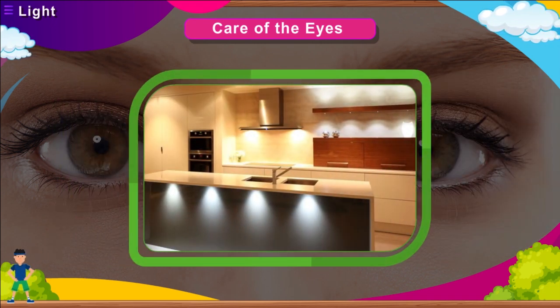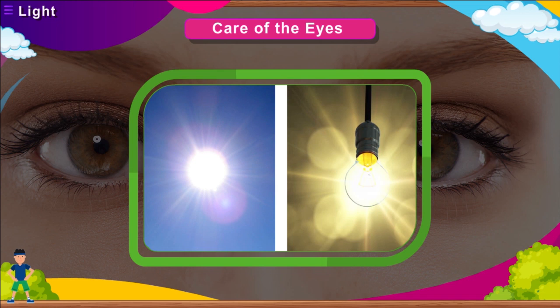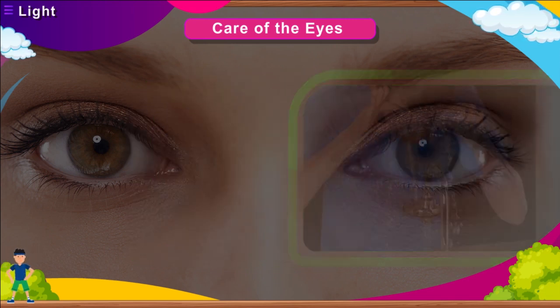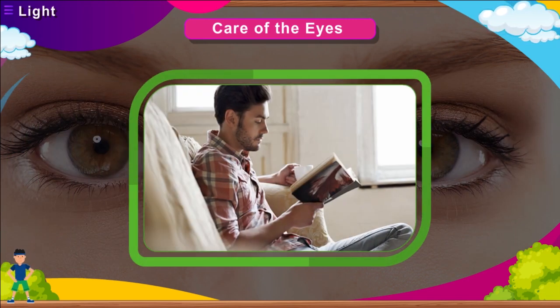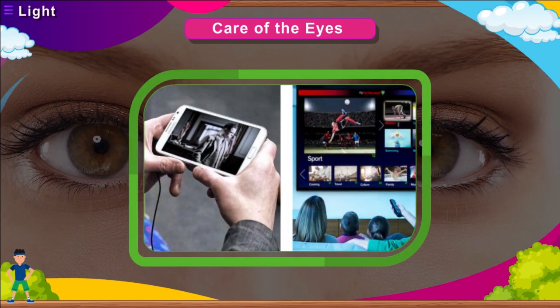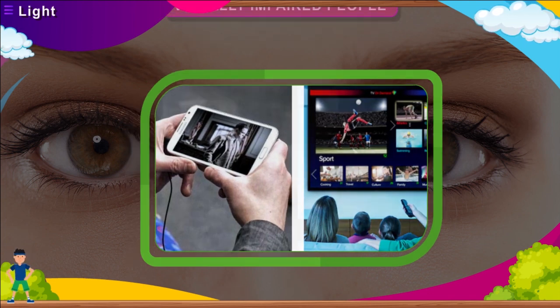Proper light arrangement is necessary for our eyes. Too much or too less light might cause eye strain or headache. We should not look directly at a very strong source of light like the sun or a bulb. In case any dust particles enter the eyes, we should wash them with clean water. Reading should be done by keeping the book at the right distance from our eyes. We should keep washing our eyes regularly. We should also limit the viewing of mobile, TV screens, and long computer sessions.